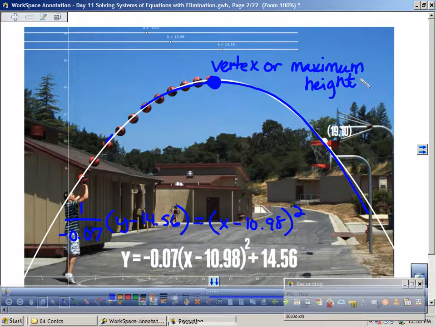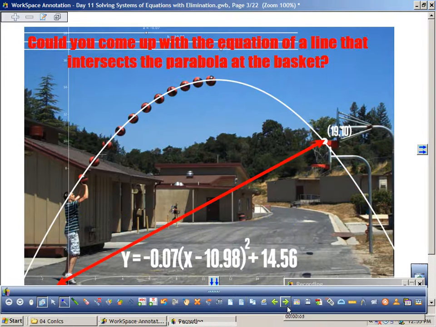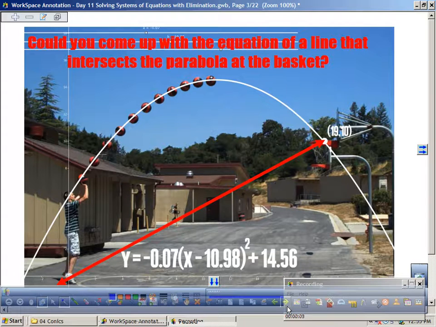Correct? I can get all of that from this equation right here, or the one in white. It's just changed a little bit. It's not in transformational form. It's in vertex form. So I can also get another piece of information from this. See over here where the basket is? That's at 19, 10. Let's get a fresh screen here. So could you come up with the equation of a line that intersects the parabola at the basket?